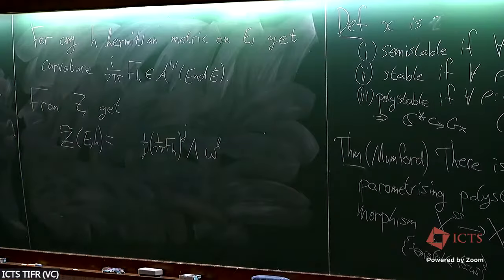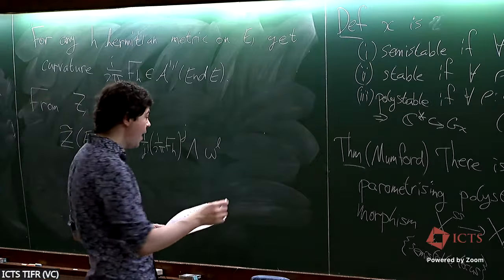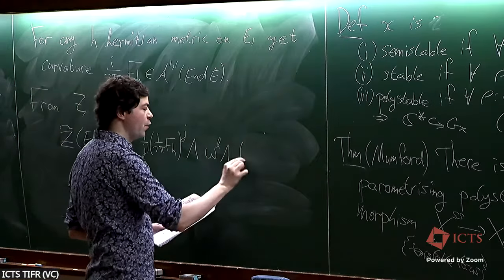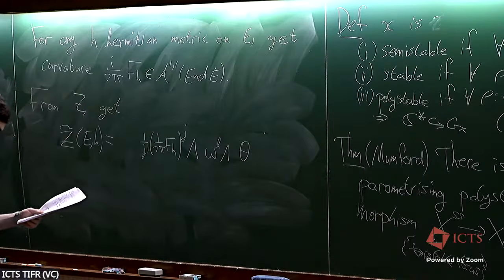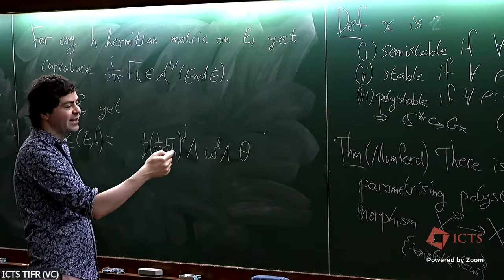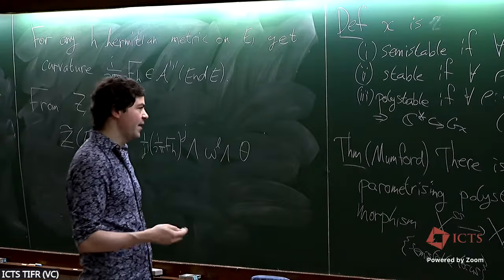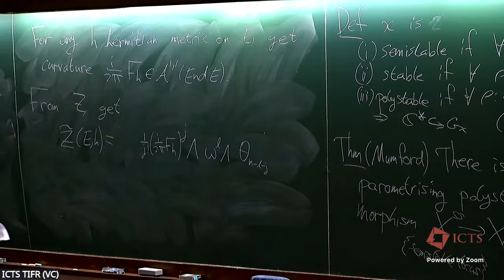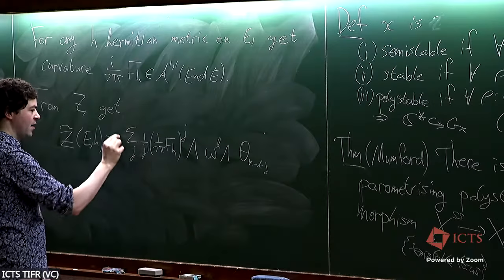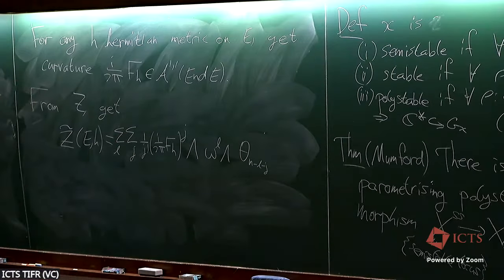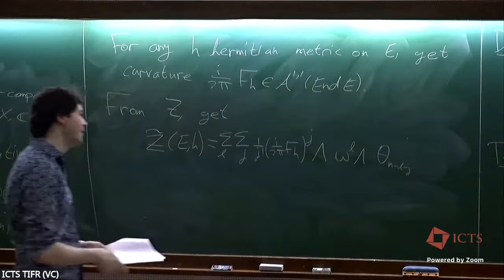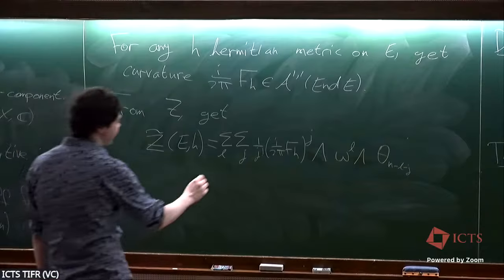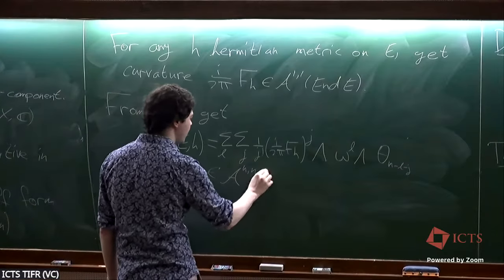I can wedge by omega to the L, the same L as up here. And then I can wedge with the corresponding component of theta. This is the n minus L minus J, or 2n minus 2L minus 2J component. So I'll just write it as n minus L minus J. That's the component of theta that makes this an (n,n) form. And I just sum over J, and I sum over L. Because this is n minus L minus J, this is always an (n,n) form. So where does this live? This is an (n,n) form with values in End(E).